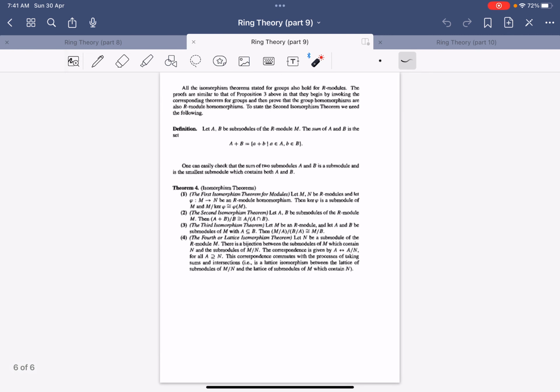So this is an introduction to R modules. I hope you have understood what modules are now, and you can see how they are closely related to vector spaces when the ring that we consider is a field. That's all for this video, and in the next one, I'll be going through some more structure theorems about modules.